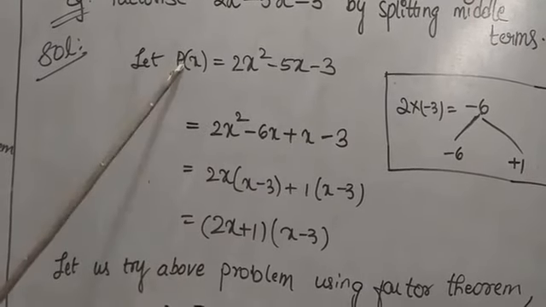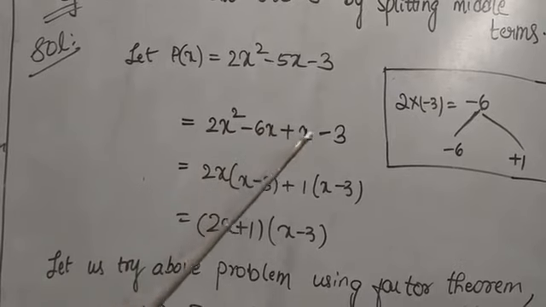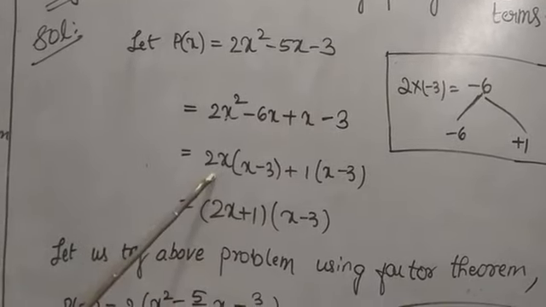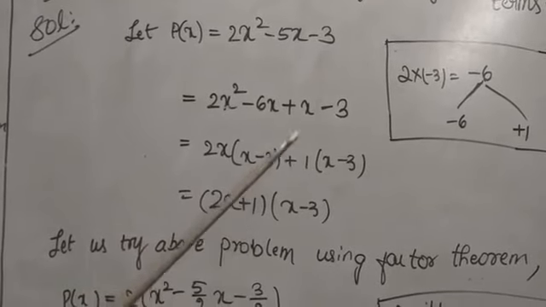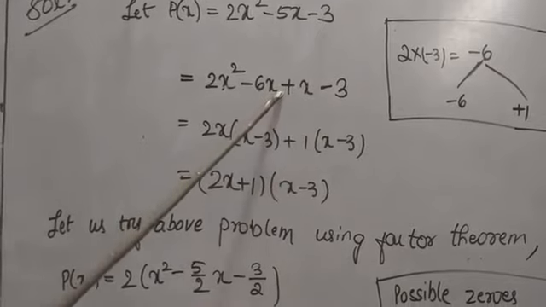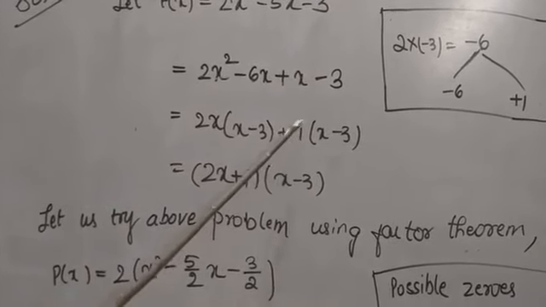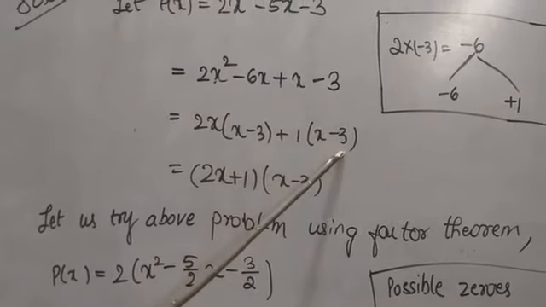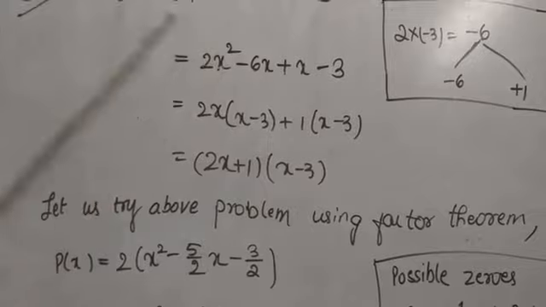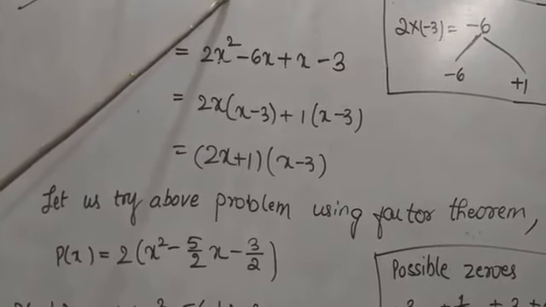So the given polynomial now becomes 2x square minus 6x plus x minus 3. If you take these two as a pair, 2x is common, 2x of x minus 3. In these other two, nothing is common, which means plus 1 is common, including the sign. Whatever it is, we need to consider that. So plus 1 of x minus 3, that is equal to 2x plus 1 of x minus 3.